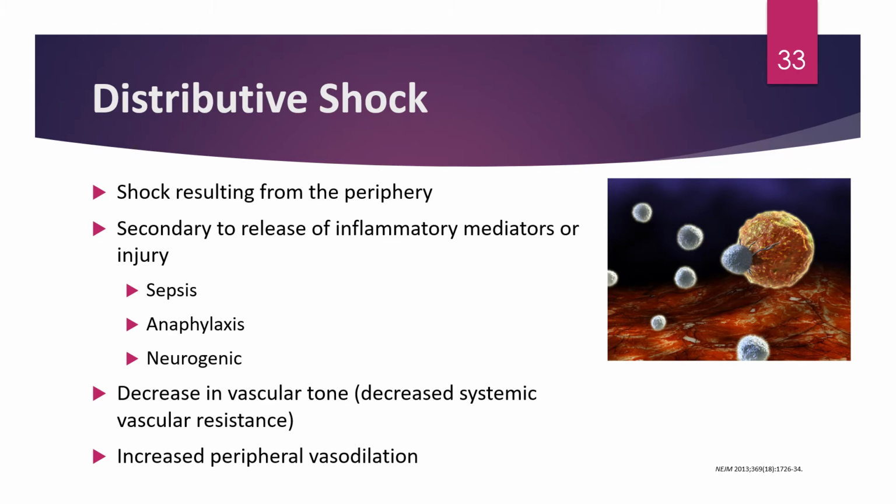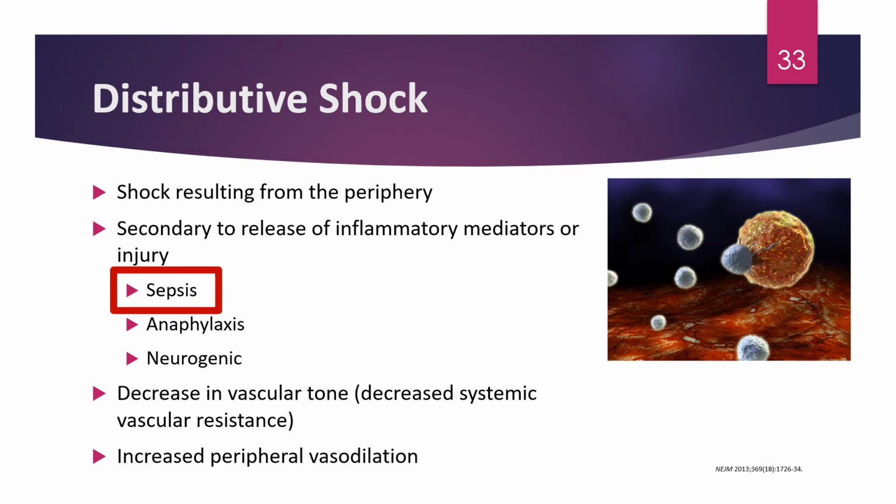Those neurons can basically tell the vasculature when it needs to constrict and when it needs to dilate. And if it's basically broken, it may basically resort to just dilation. And that can obviously decrease vascular tone, and that decreases systemic vascular resistance, where we get the hypotension, and increases peripheral vasodilation.